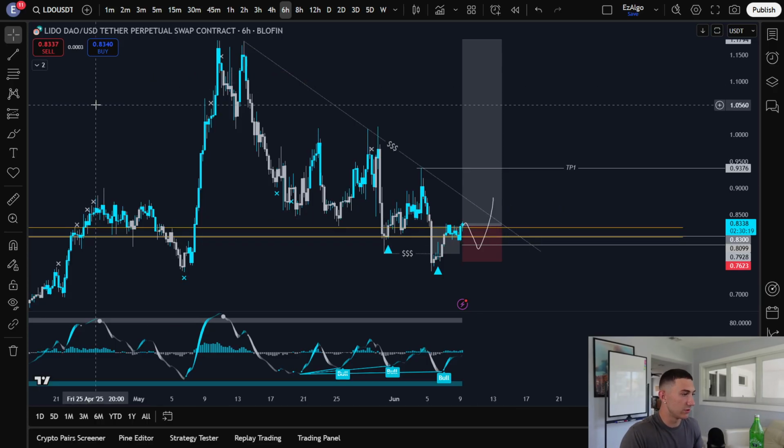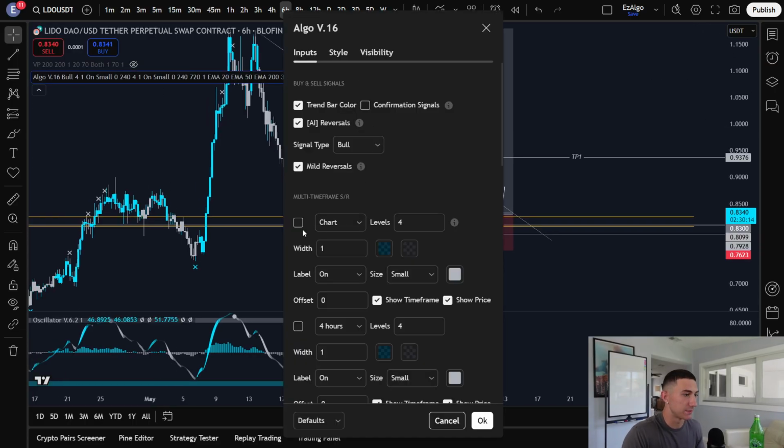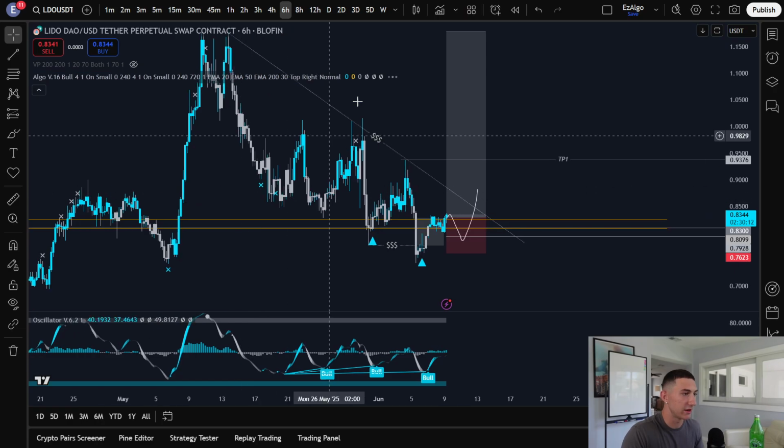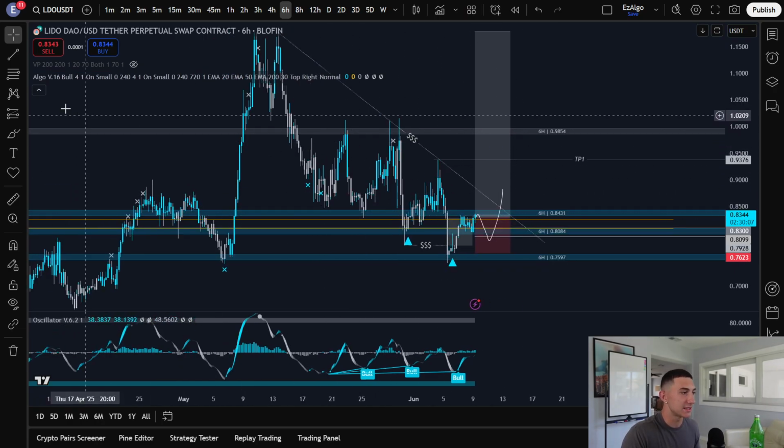So what these indicators do is it just saves me time from finding these setups. If I turn on the automatic support and resistance zones on the indicator here, you'll see that it will automatically load in some of these levels here. And this is exactly what I want to see.